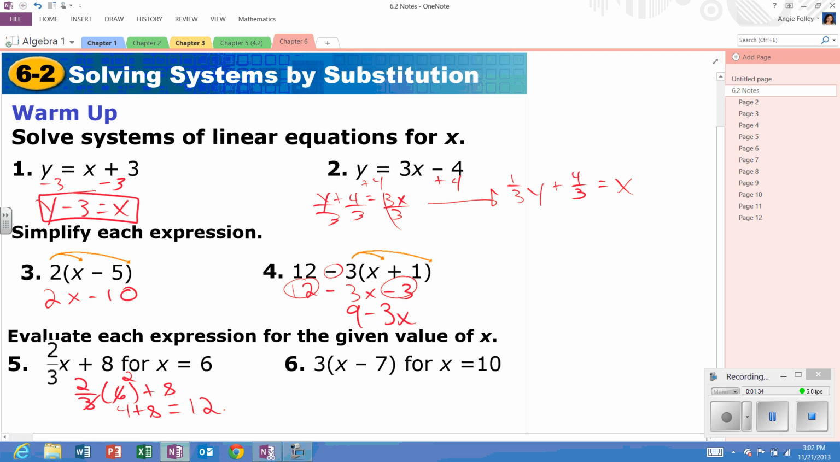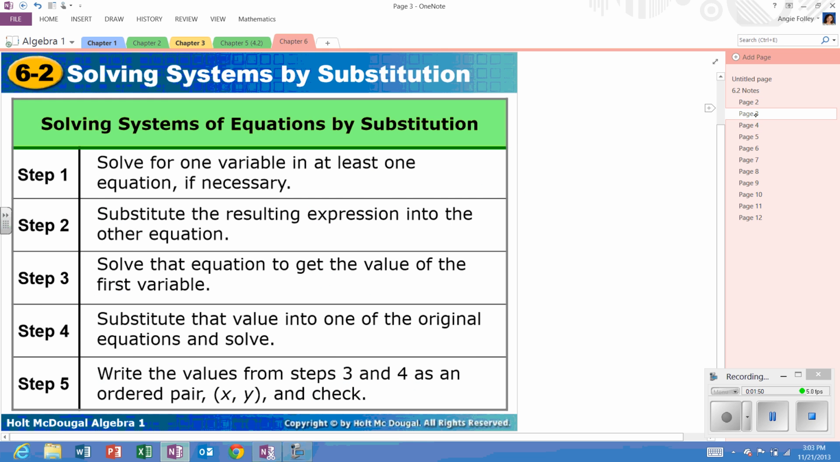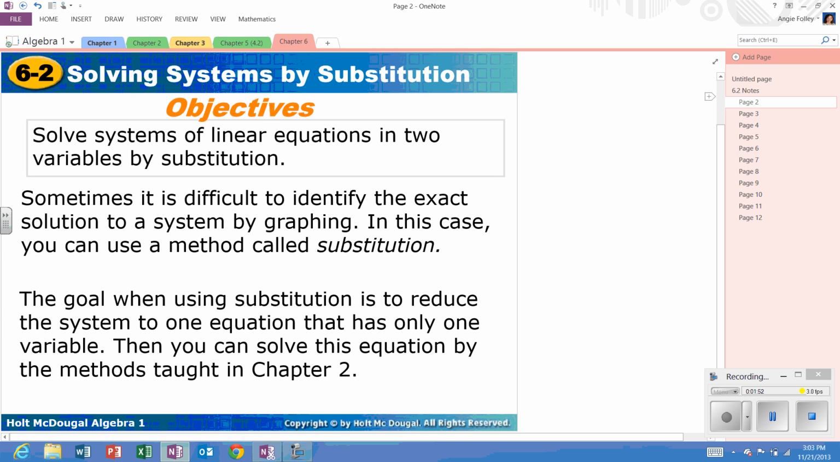Okay, for the next one, we're going to plug in 10 for x. So we're going to plug in 10 minus 7. We have to do what's in parentheses first. 10 minus 7 is 3, and then 3 times 3 is 9. So not too bad.